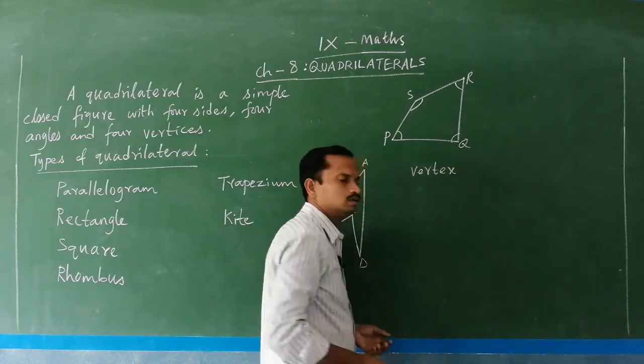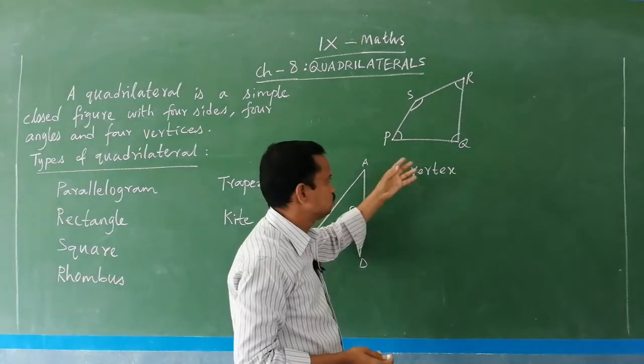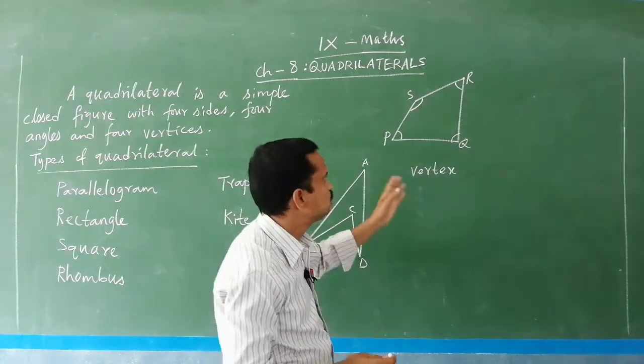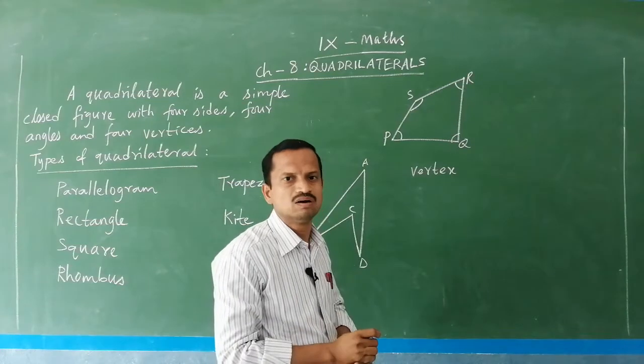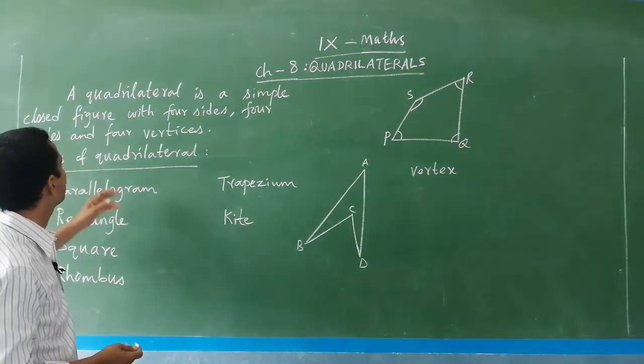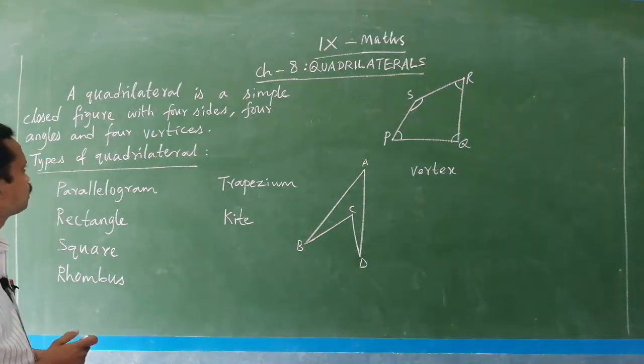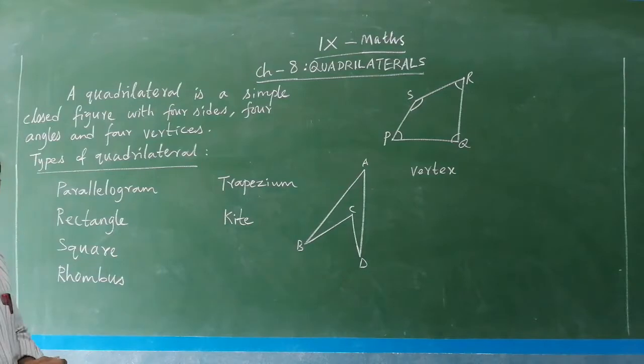Vertex. P is a vertex. If you say in plural, vertices. So P, Q, R and S are the vertices. So like that we can define quadrilateral. A quadrilateral is a simple closed figure with four sides, four angles and four vertices.